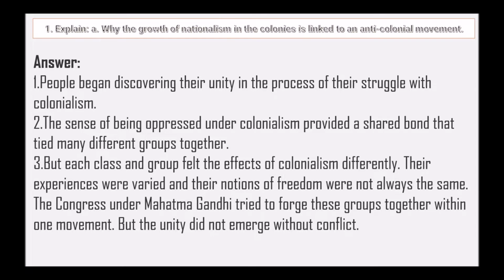People began discovering their unity in the process of their struggle with colonialism. The sense of being oppressed under colonialism provided a shared bond that tied many different groups together. But each class and group felt the effects of colonialism differently. Their experiences were varied and their notions of freedom were not always the same. The Congress under Mahatma Gandhi tried to forge these groups together within one movement, but the unity did not emerge without conflict.